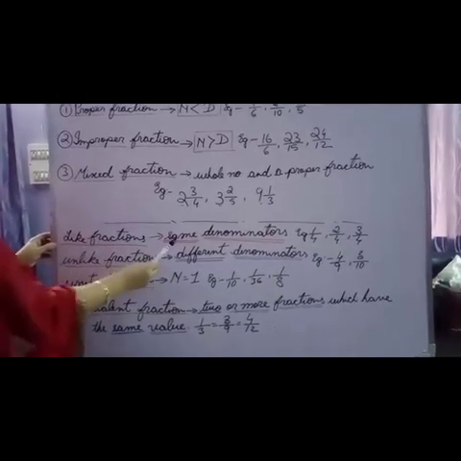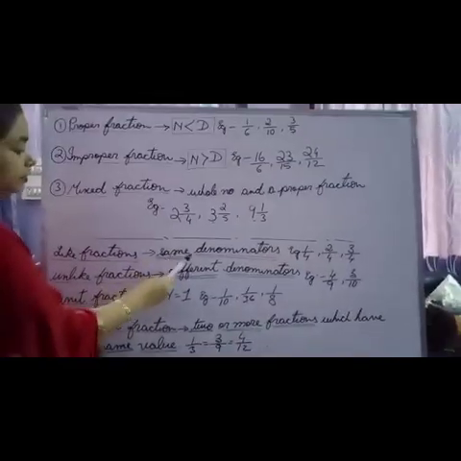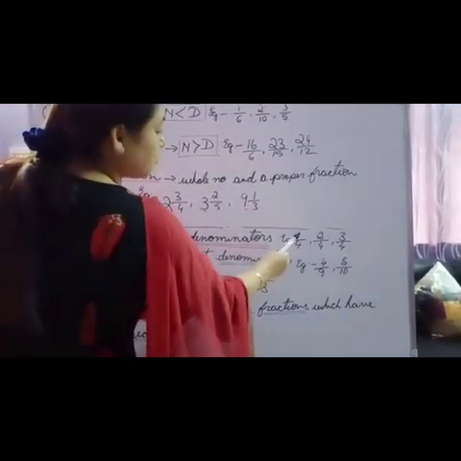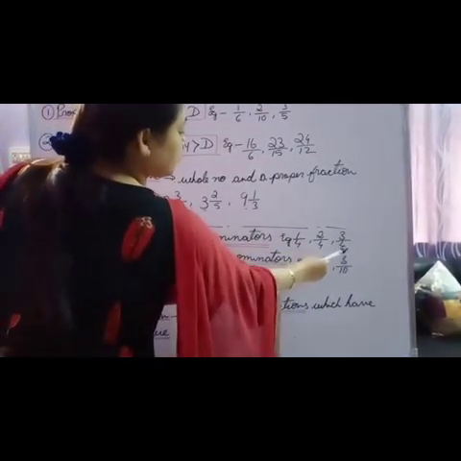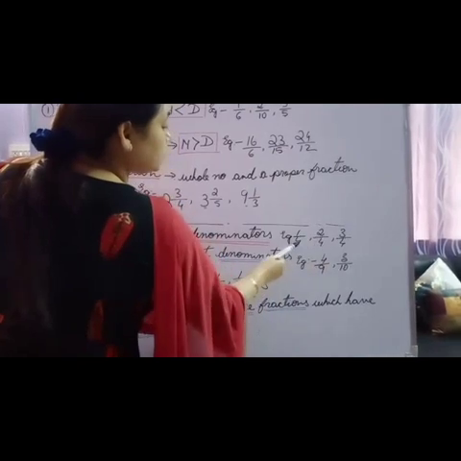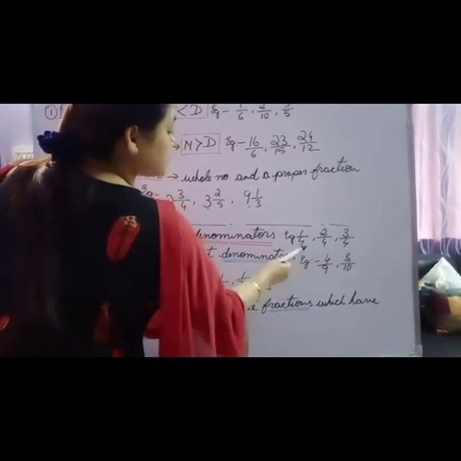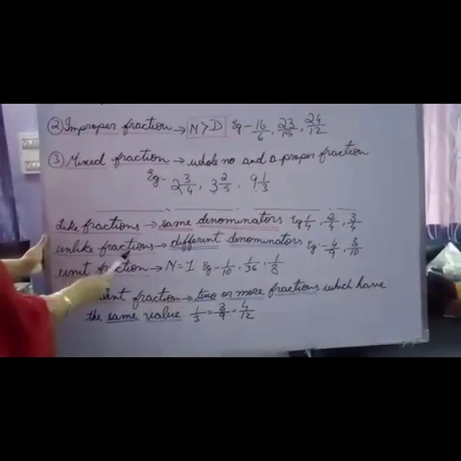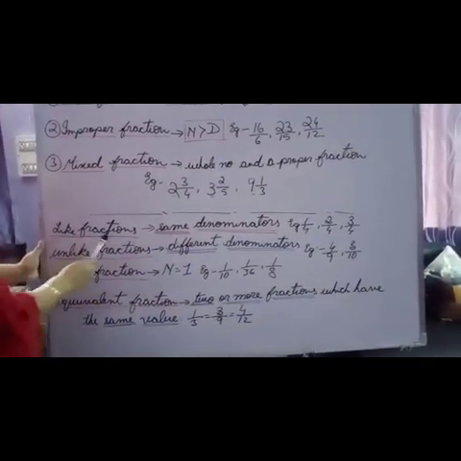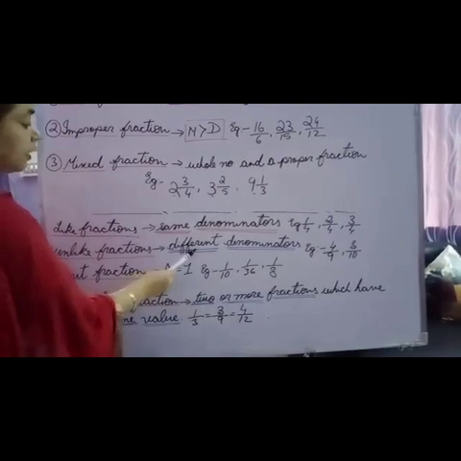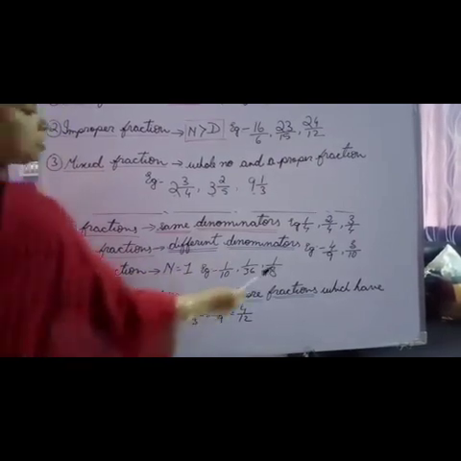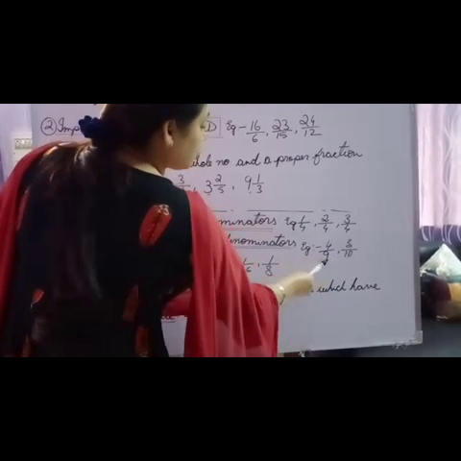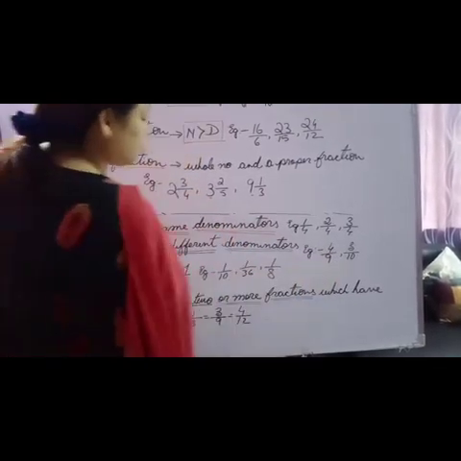Now next we come to some other terms, like fractions. Like fractions are those fractions, children, where the denominators are same. Now look at this example, 1 by 4, 2 by 4, 3 by 4. Here all the denominators, these down numbers, are same and the numerators are different. Now unlike fractions are just the opposite of like fractions. Here they have different denominators. Now look at the example, 4 by 9, 3 by 10. The denominators 9 and 10 are not same.